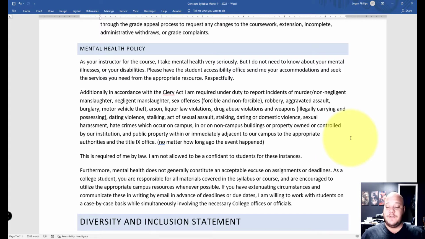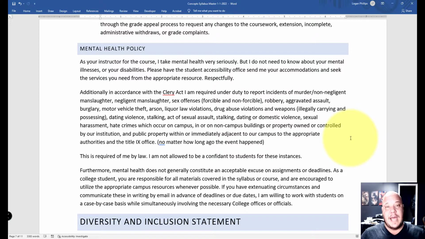And it doesn't matter if you tell me a story of something you did when you're 9 years old and it's now been 35 years, I have to go legally and tell the authorities. It's ridiculous, but I cannot be a confidant. As a professor, we are not allowed legally to be your confidants in any way, shape, or form. We can't counsel you. We can't show you any accommodations.